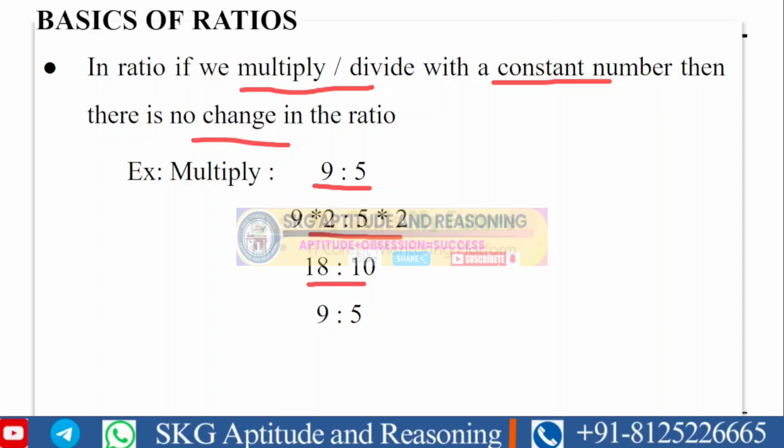18 is to 10. Again, whatever number I have multiplied here, that same number will be common here. So if I again eliminate the common number, the ratio will become again whatever value was present initially. So in a ratio, if we multiply with a constant number, there is no change in the ratio.